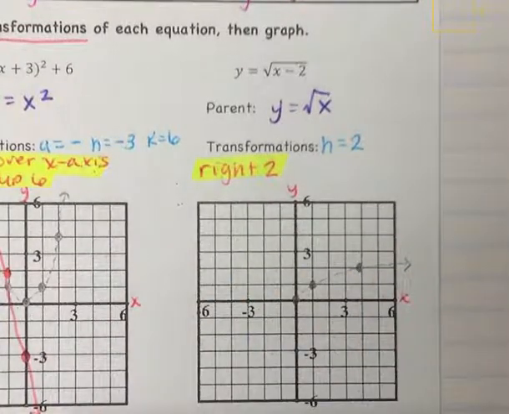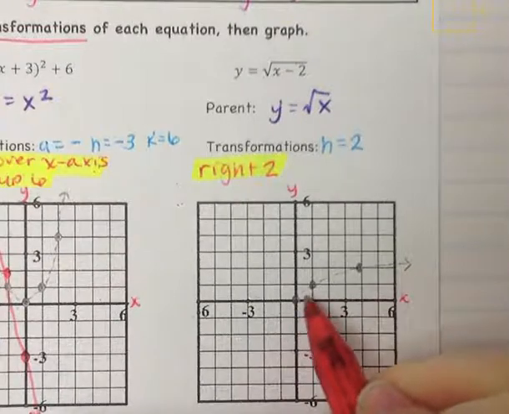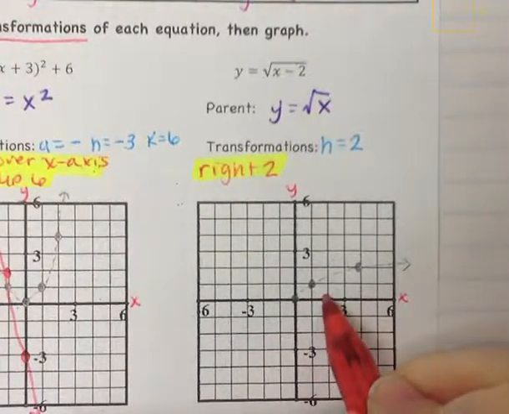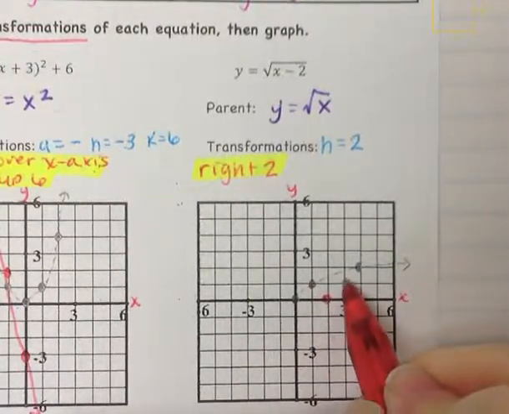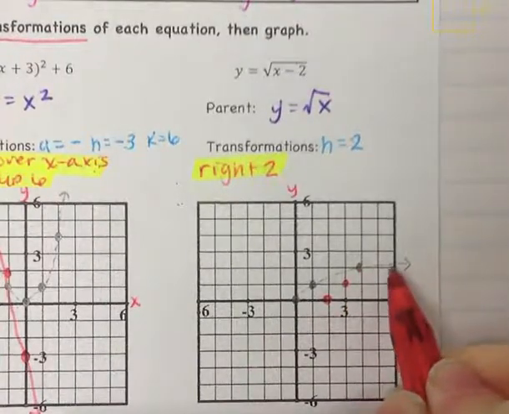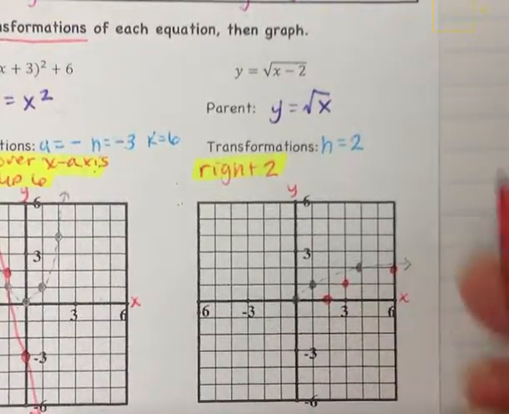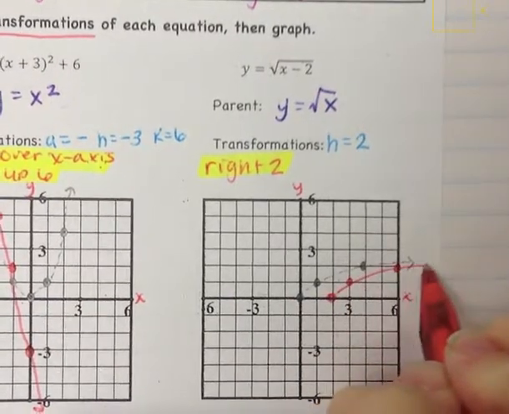And we just want to move these coordinates to the right 2. So this first coordinate is going to move right 2, 1, 2. Next one is move right, 1, 2. Next one, 1, 2. Now I have the same 3 coordinates, and I can connect them and have our new function.